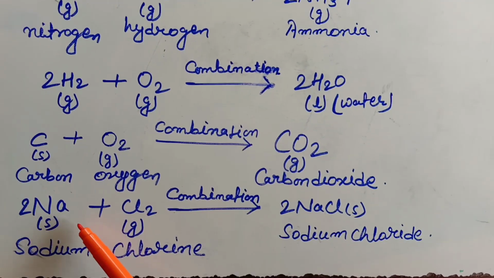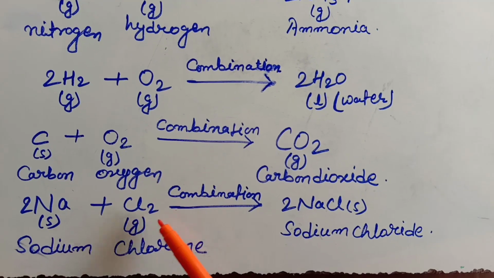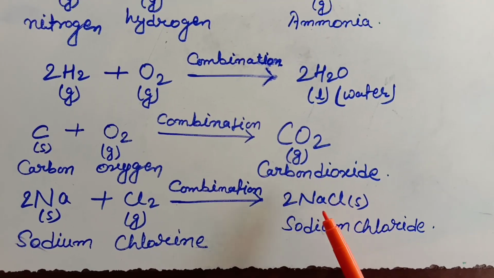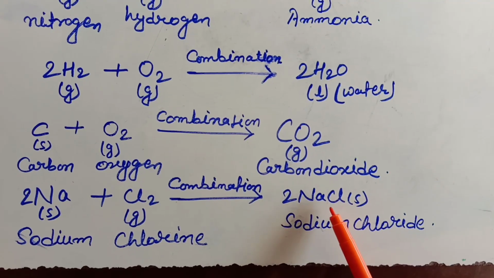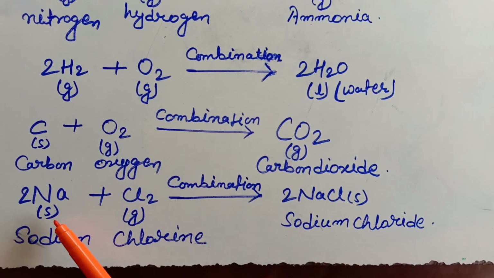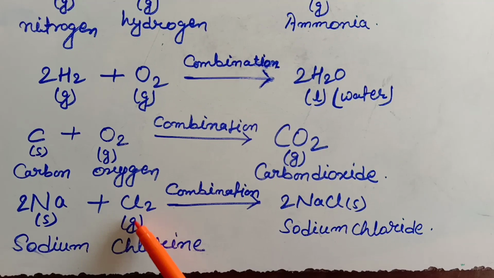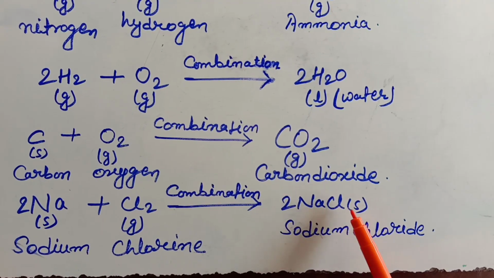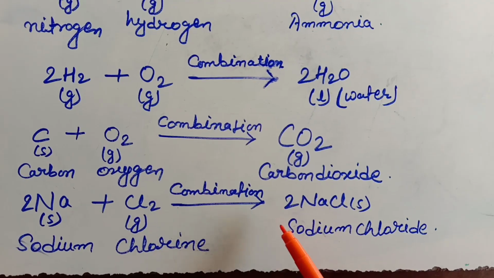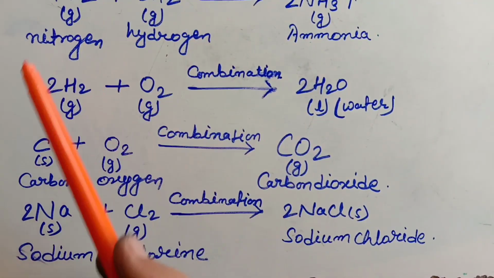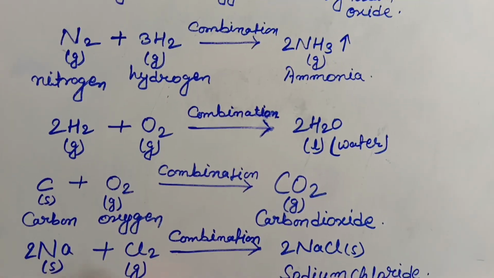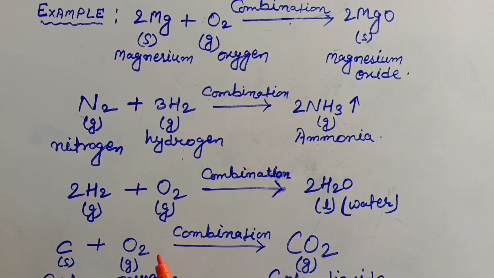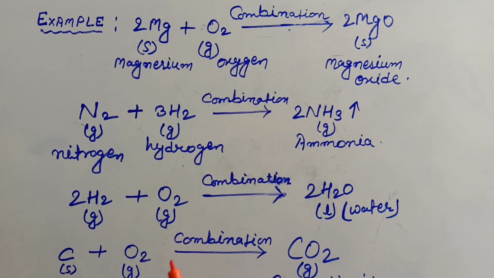Now next is sodium. Sodium reacts with chlorine to form sodium chloride. This is a very common reaction, sodium chloride. It is what? Common salt. So sodium here is in solid form, chlorine is in gaseous form, and as a product what we got? Sodium chloride, which is in solid form. Dear students, here we have taken many examples of the combination reaction. Among these, some reactions you can use in different places also.